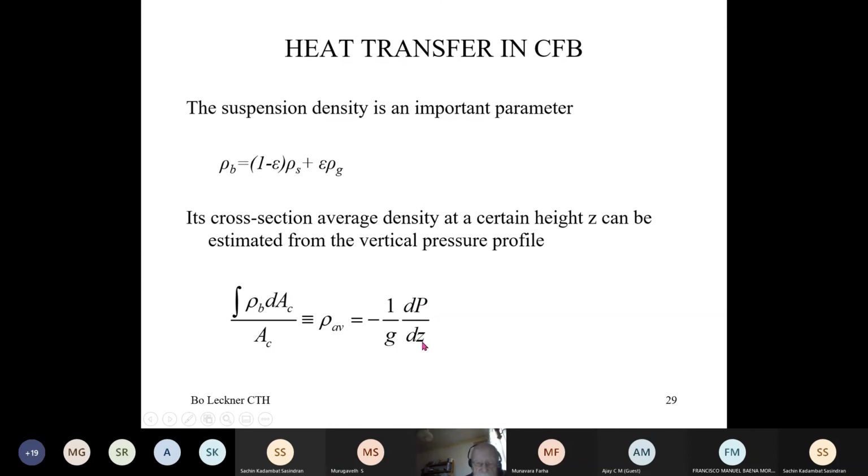This is pressure, and this is the vertical direction, and this is gravity. So the pressure drop, which can be measured, I think David showed some examples of pressure drop measurements in the bed. And this pressure curve in the bed, the derivative of this curve gives you the density in the cross section of the bed. So it is possible and not too difficult to measure this value. Because this is very important to use in correlations for heat transfer.